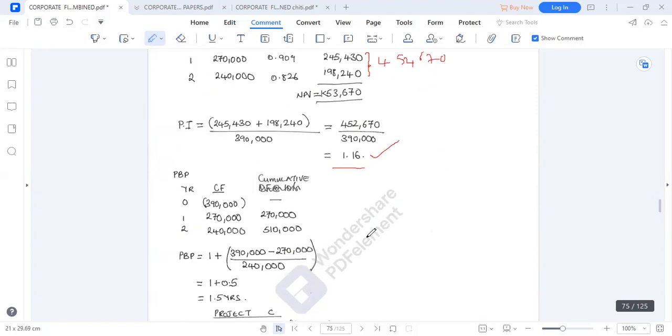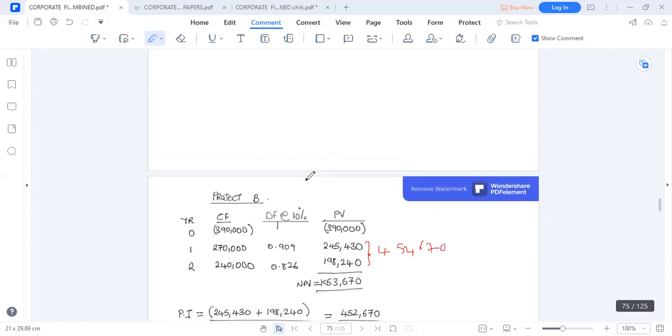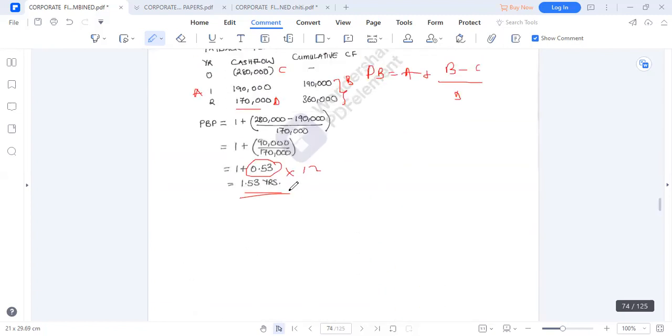Then to find the payback period, we do the same. 270, bring it there. So add 240, we have 510. So the amount will be covered within these two periods. So our A is 1, then the difference here, 390 minus 270 divided by the actual cash flow, 240. So here we're going to get 1 plus 0.5, this is 1.5. So this is going to take us about 1 year, 6 months. So on payback period, we've been beaten.